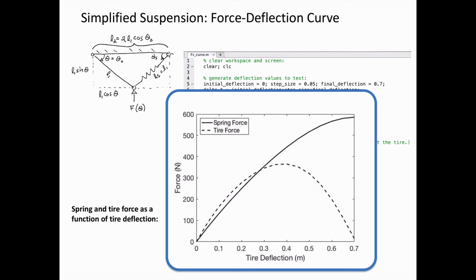It's a slightly softening spring, but the slope K really never goes to 0. However, if we look at tire force, we see a very different behavior. If we get above, it looks like it's just below 0.4 meters of tire deflection, the slope goes to 0. And you might recall, in this case, this is an unstable condition.